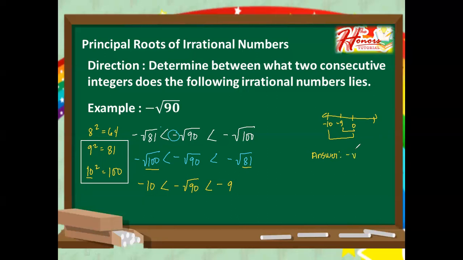Negative square root of 90 lies between negative 10 and negative 9. So that's it for principal roots for rational and irrational numbers.